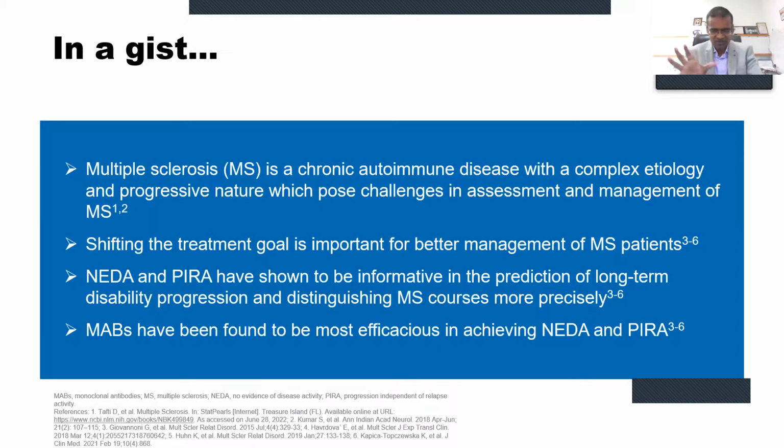But it may be better to look at NEDA-3, which looks at all these 3 parameters: number of relapses, disability as measured by EDSS, and MRI lesions, or PIRA. Some patients without relapses can also have disability worsening. So NEDA and PIRA are much better methods to monitor disease in MS. And to achieve these parameters, of all the available options, mAbs are possibly the best in terms of achieving NEDA-3 and stopping the progression.